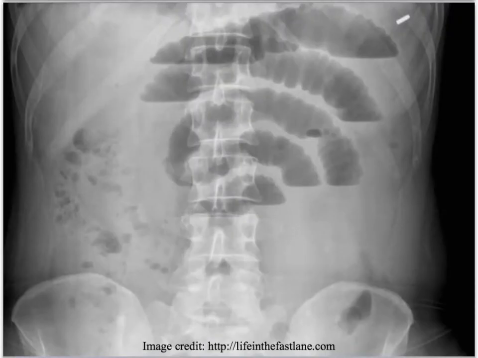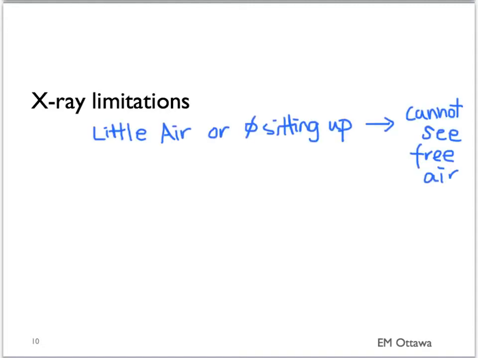In addition to free air, X-ray may also give us other clues as to the cause of the perforated viscus. In this case, we are also able to see dilated bowel loops from a bowel obstruction. However, there are two main limitations of X-ray. One, if there's not a lot of free air, or if the patient is unable to sit up for a long time, the free air just has not had the time to track up to be underneath the diaphragm to be visible on X-ray yet.